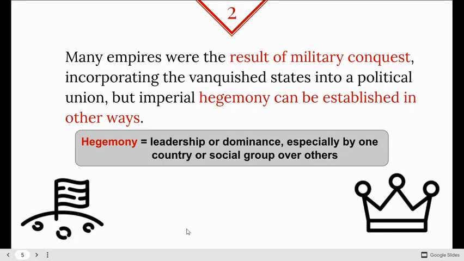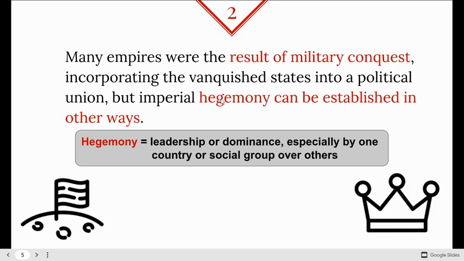Okay, so our second characteristic says many empires were the result of military conquest. They incorporated the vanquished states into a political union, but imperial hegemony can be established in other ways. There's a lot of words here, so let's break it down. First of all, hegemony is a fancy word that means dominance. So one country dominant over another country. So it says most of the time empires happen because one country conquers another using their military. Although it says that kind of dominance can happen in other ways. It doesn't have to be military.